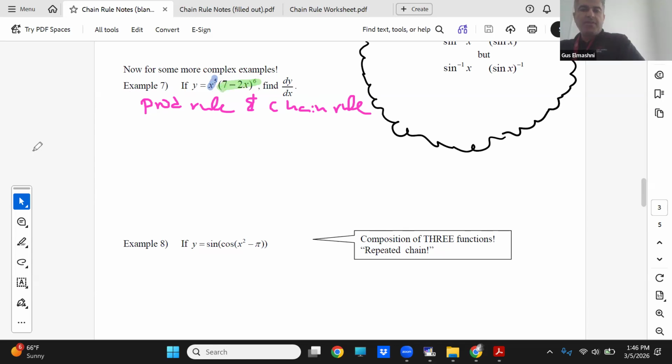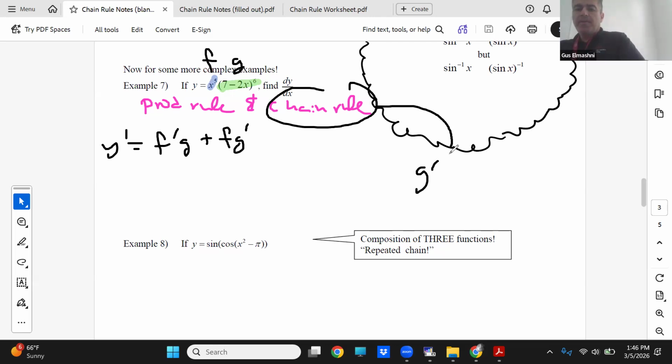Let's call this F, and let's call this G. So what's y prime going to be? F prime G. We're cool with that? But G prime, is G prime a simple derivative? Not really. G prime requires what? The chain rule. So let's do it off to the side.